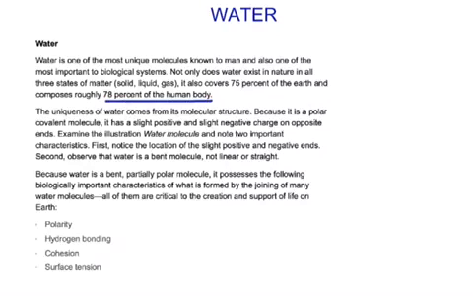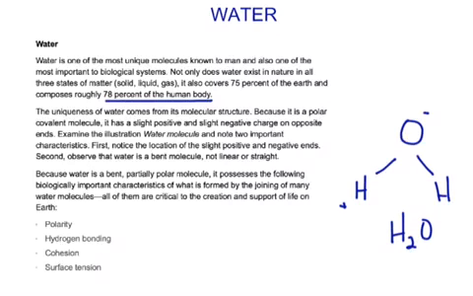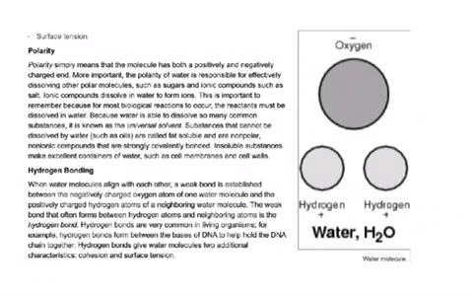It's also a slightly bent molecule, so we know that oxygen is bound to the two hydrogens to make up H2O. The oxygen's negative and the hydrogens are positive, and it's this polarity, its covalence, and its shape that give it the properties that allow the creation and support of life on Earth. So we're going to look at polarity, hydrogen bonding, what we mean by cohesion, and surface tension. Let's have a look at polarity first of all.